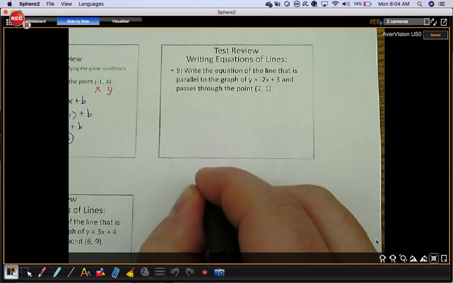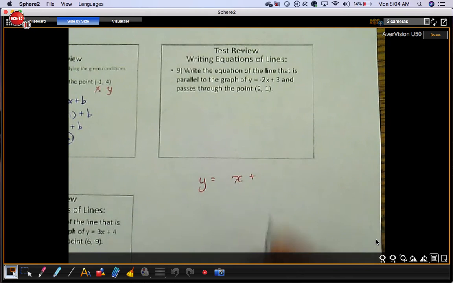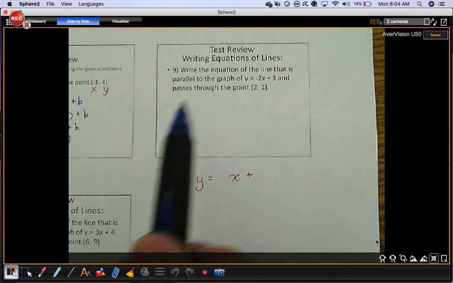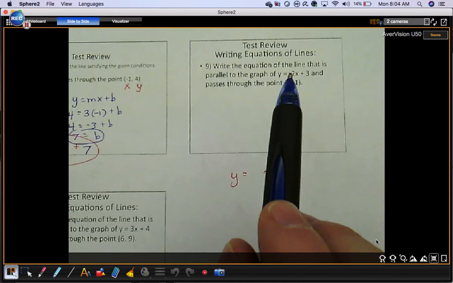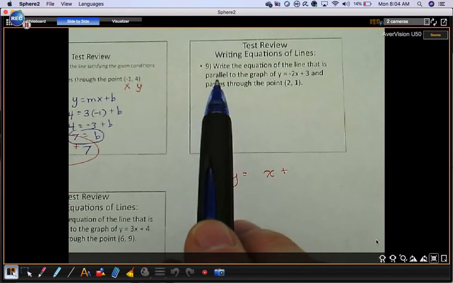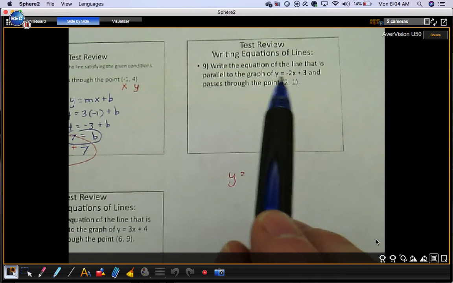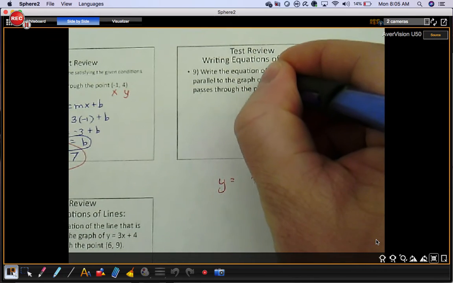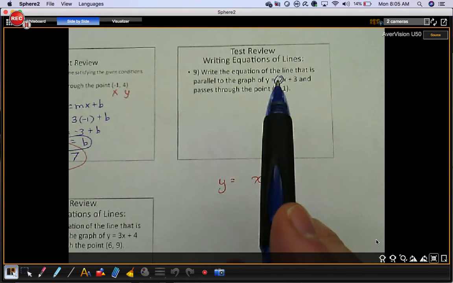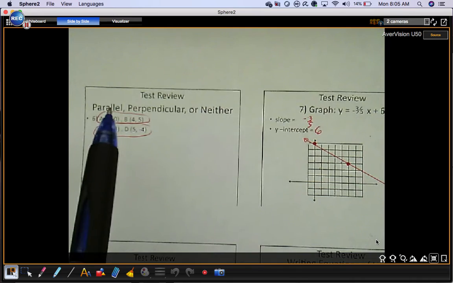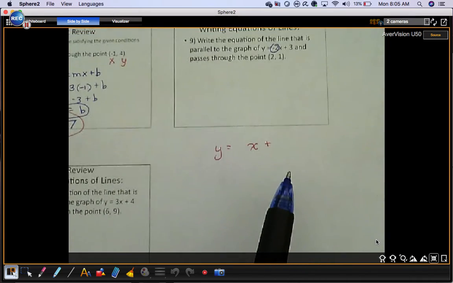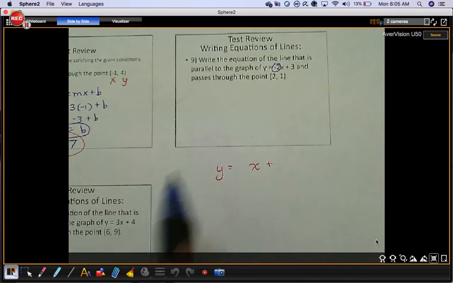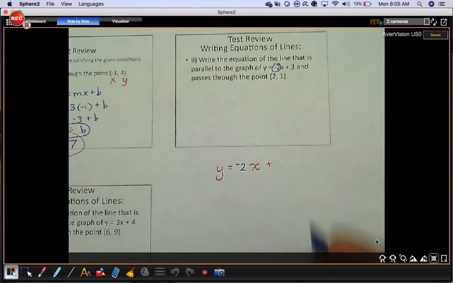Okay, well, I'm going to come down here. I know my answer is y equals mx plus b. The one variation to this problem compared to this one is now they're saying, give an equation that's parallel to this one. Well, look at this equation. What's the slope? It's negative 2. We know things about parallel lines. Parallel lines have the same slope. So the slope of the new line that's parallel to this one is also going to be negative 2.